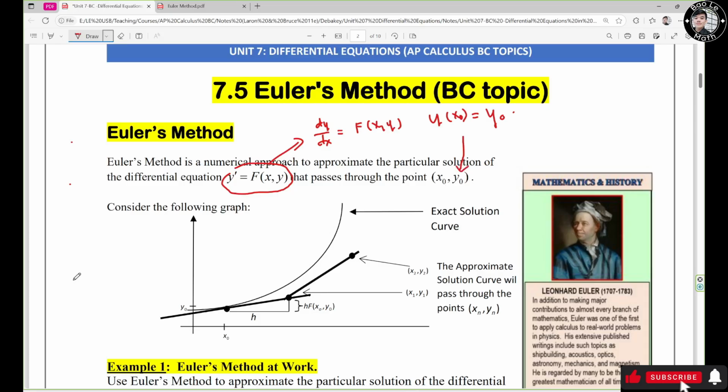Now we have the formula: y n plus 1, which is the next term, equals the previous term yn plus h times f of sn and yn, where h is called the step size, and f of sn, yn is the derivative evaluated at the current point. Yn plus 1 approximates the value at the next s value. So let's take a look at an example.